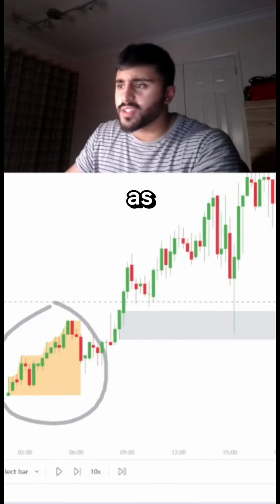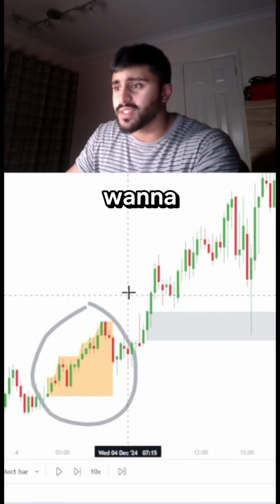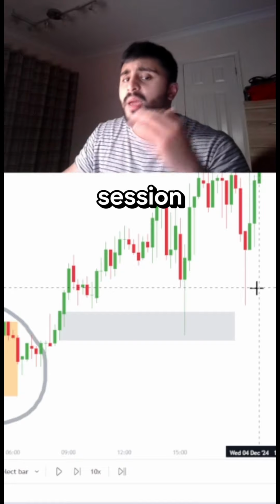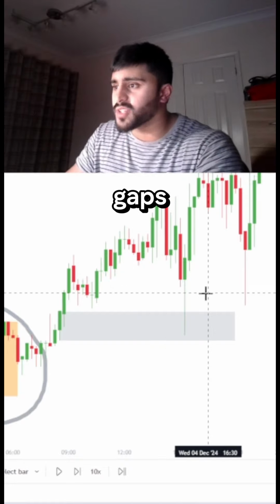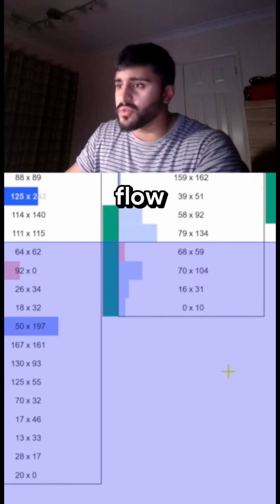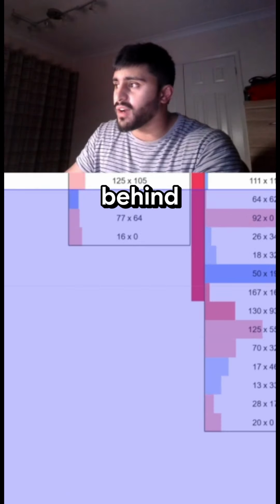So what I look for as a New York session trader is I want to see a relatively tight Asian session, and I want to see how the New York session behaves around London fair value gaps. Now, in this case, I then had access to the order flow, right? So when you have the order flow, you can then see exactly what was happening behind the candles.